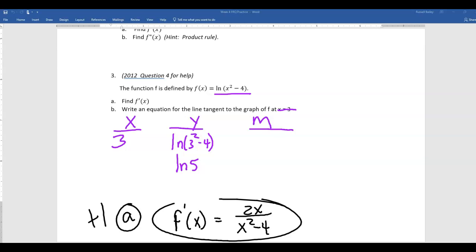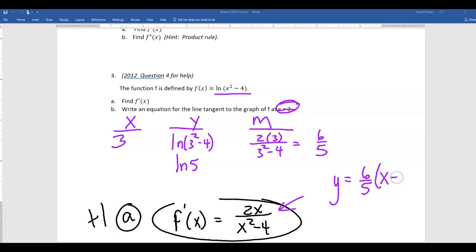Next, we need to find our slope. To find your slope, you're going to plug your x value into your derivative, which we've already found. And that's going to be 6 over 5. So I've got my x, I've got my y, I've got my slope. Therefore, my final answer is going to be y equals m times x minus the x value they gave plus the y value that we found.